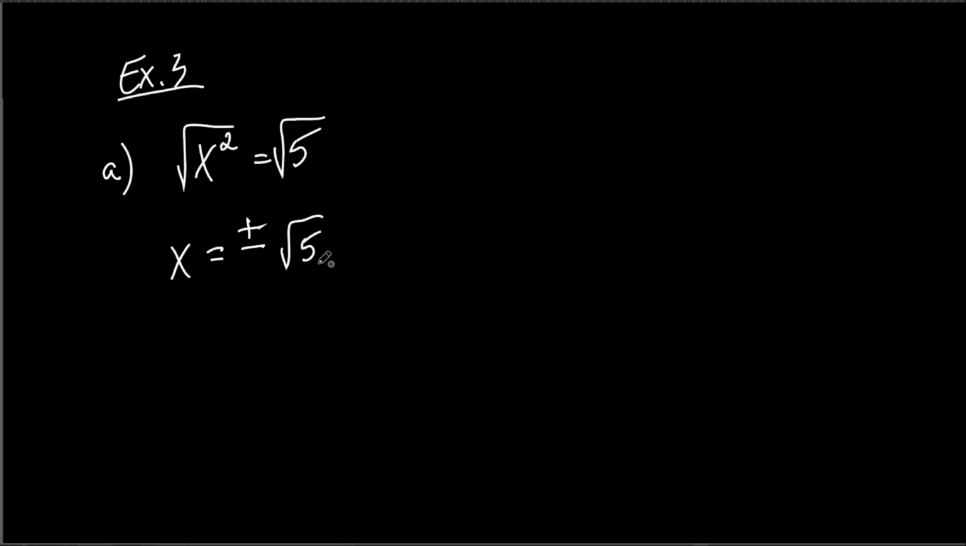Don't write it as a decimal. Don't put it into a calculator. Just keep it the square root of 5. But you've got to make sure you put the plus and the minus in front of it. We call this plus or minus square root of 5. That's how we would say it. Okay, x is equal to plus or minus square root of 5, because either one of those works. The positive version works and the negative version works.